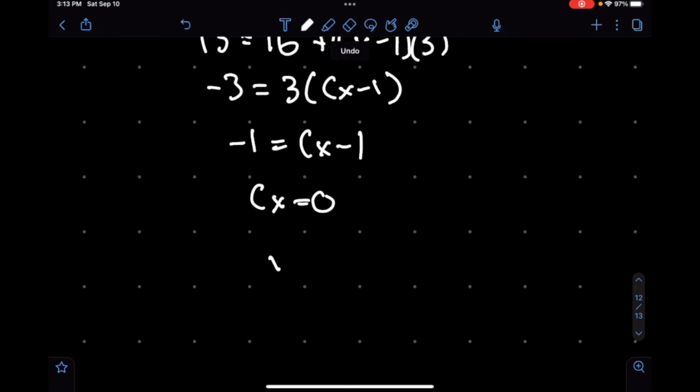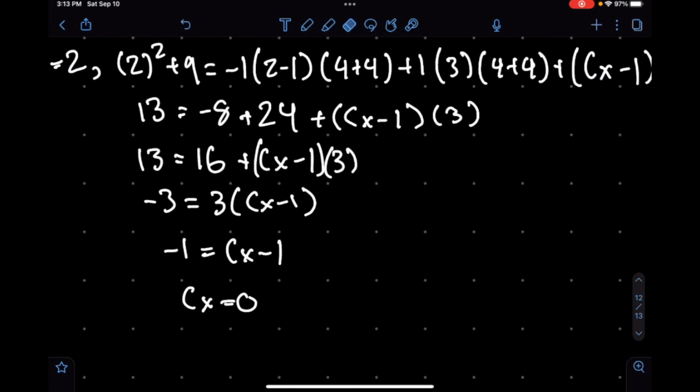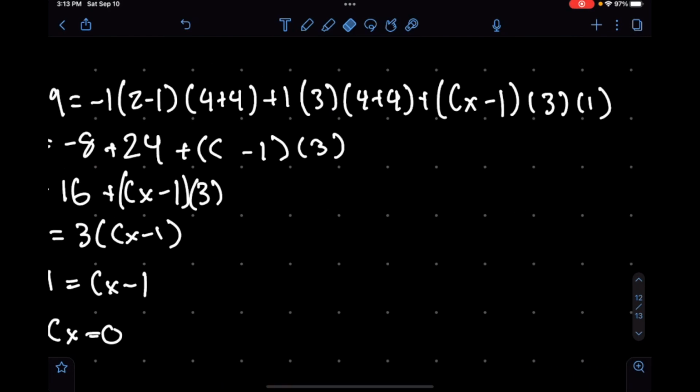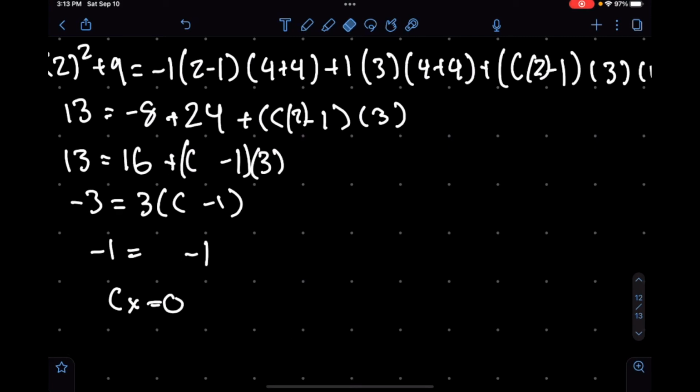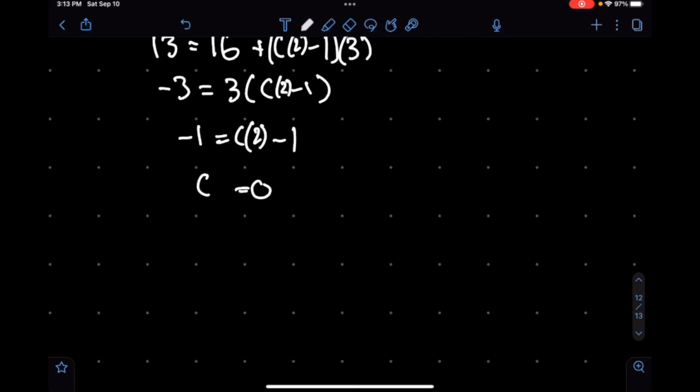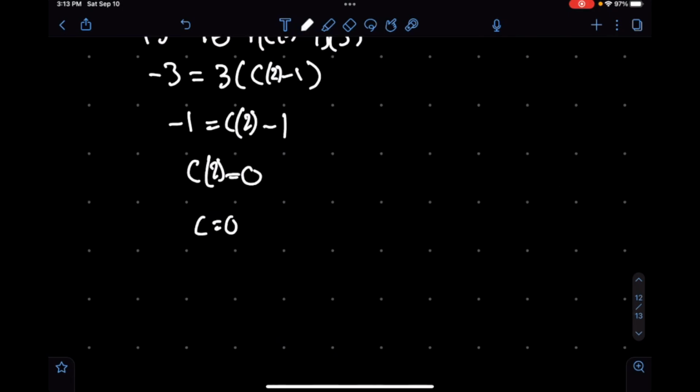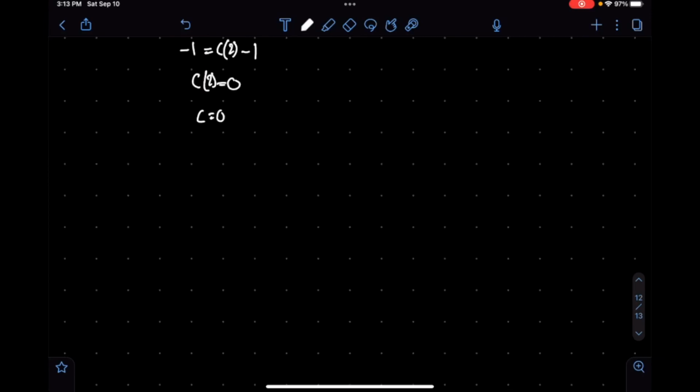Oops. X should have been 2. Let me fix that real quick. C times 2. Either way, we get c is equal to 0. And now, plugging this all in, we can get our final answer.